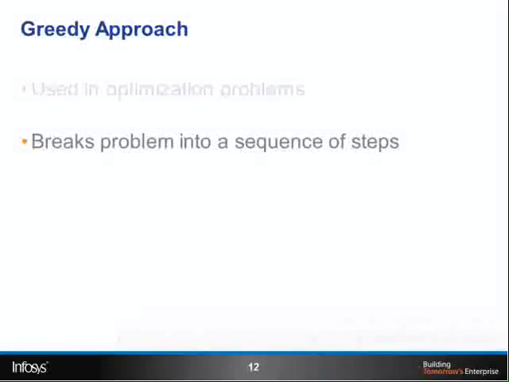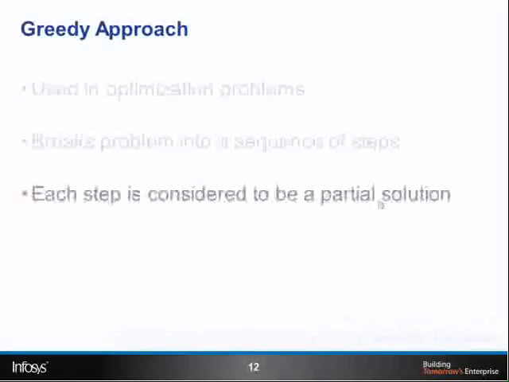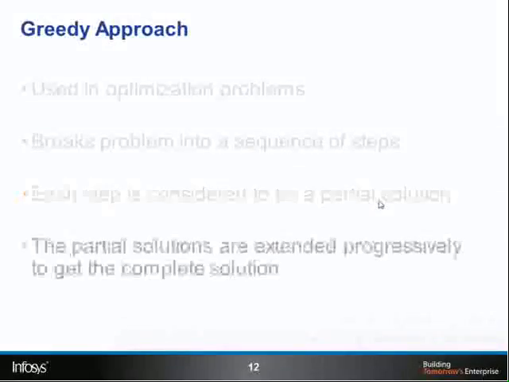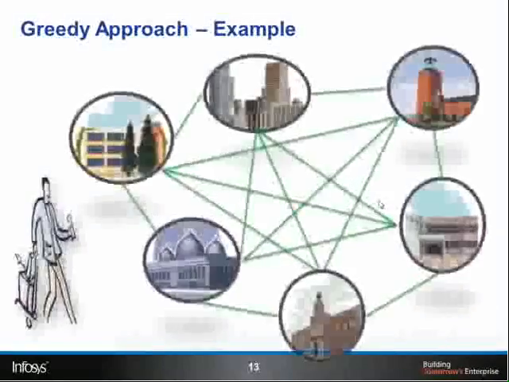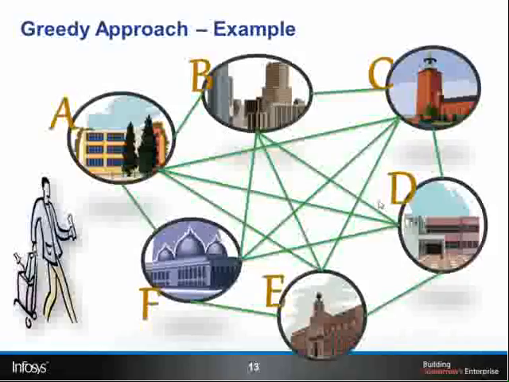The greedy approach is used in optimization problems. Here, we break the problem into different steps. Solving each step results in partial solution. These partial solutions can be extended progressively to obtain the complete solution. A classic example of this is the traveling salesman problem. The problem here is to find out the shortest possible route by which the salesman can travel to all the cities A to F, such that he does not visit a city more than once.